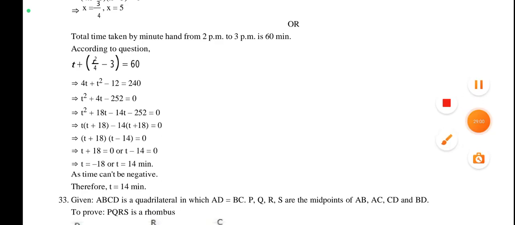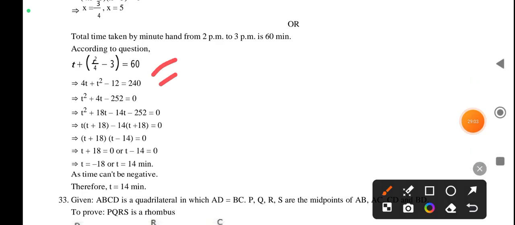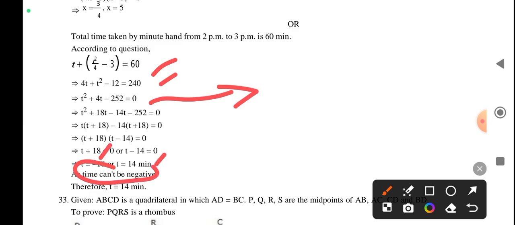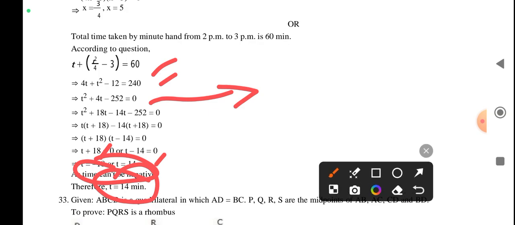Total time, around 60 minutes. t plus t square by 4 minus 360. Getting the quadratic equation, t square plus 4t minus 252 equals 0. Get the values t equals minus 18, t equals 14. Time can never be negative, so time is 14 minutes.